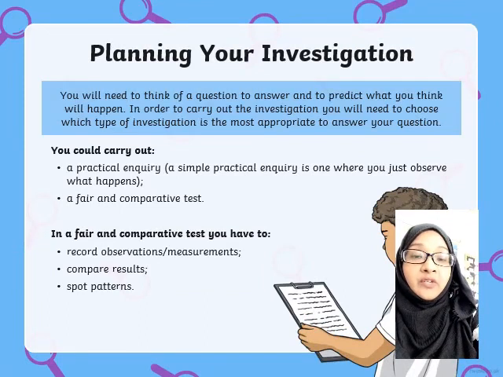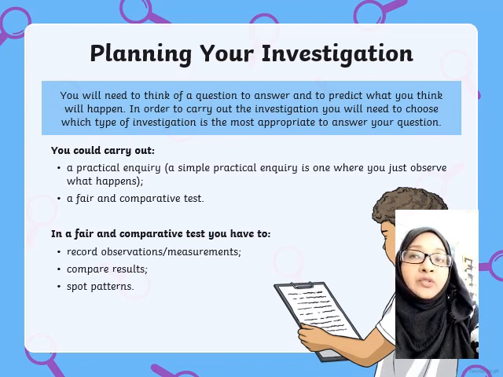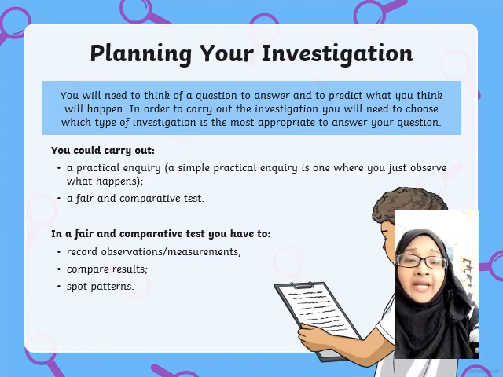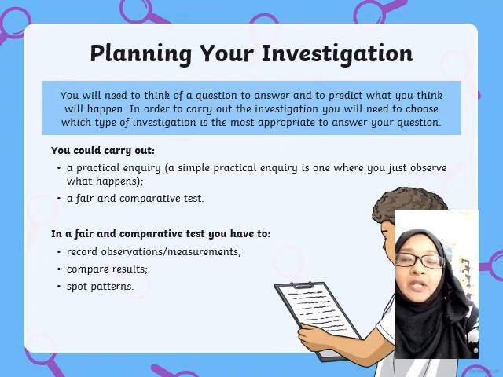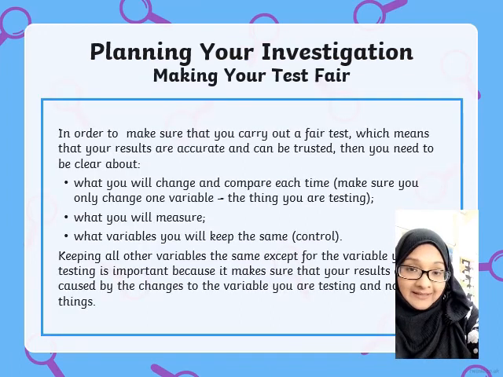Planning your investigation. You will need to think of a question to answer and to predict what you think will happen. In order to carry out the investigation, you will need to choose which type of investigation is the most appropriate to answer your question. Okay, so you could carry out a practical inquiry, a simple practical inquiry, is one where you just observe what happens, or a fair and comparative test. Okay, so in a fair and comparative test, you have to record observations, measurements, compare the results, and spot patterns.